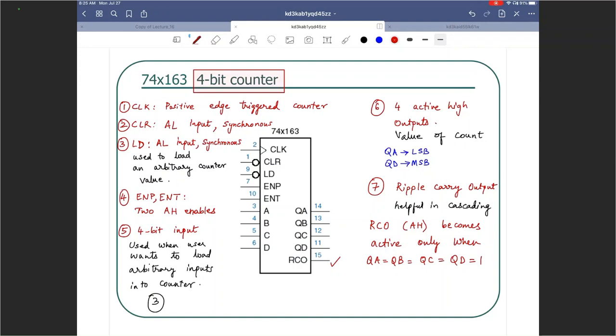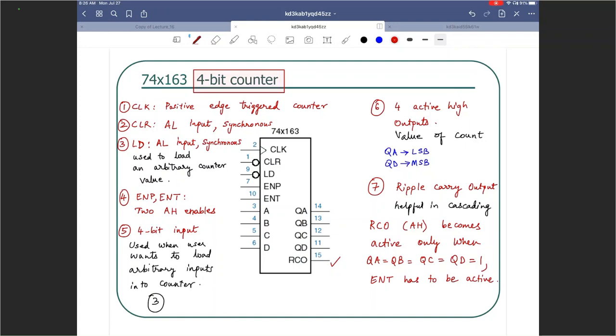And it also becomes active high. There is another enable that has to be asserted in order for RCO to become active. ENT has to be active here. So RCO becomes active when all the 4 outputs are at 1 1 1 1 and the ENT has to be active at that time.